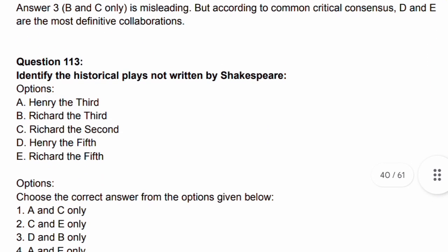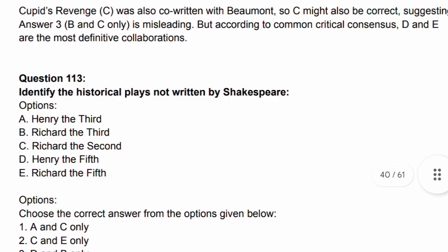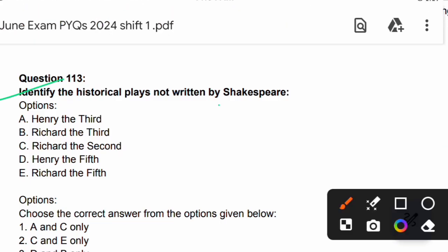Next question we have: identify the historical plays not written by Shakespeare. Henry the Third, option A. Option B, Richard the Third. Option C, Richard the Second. Option D, Henry the Fifth. And option E, Richard the Fifth. What could be the correct answer?